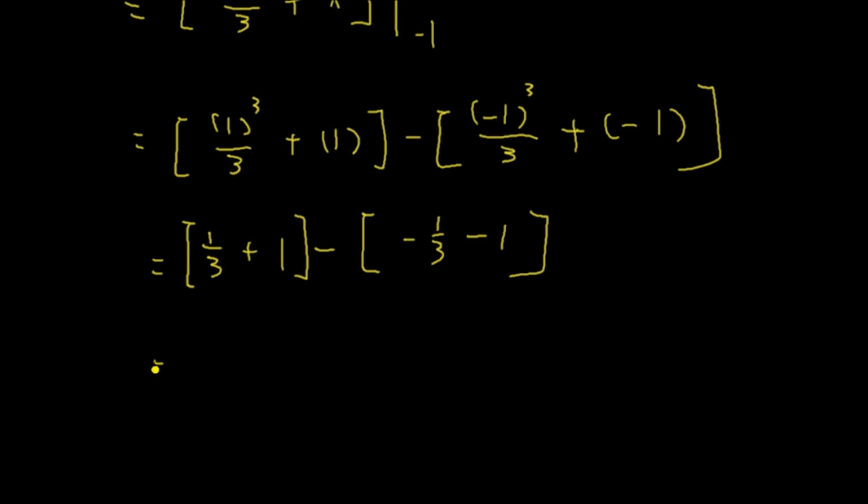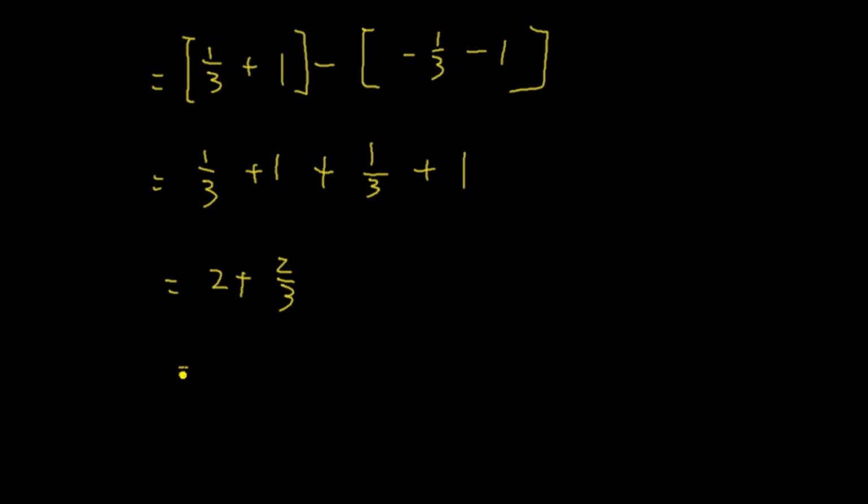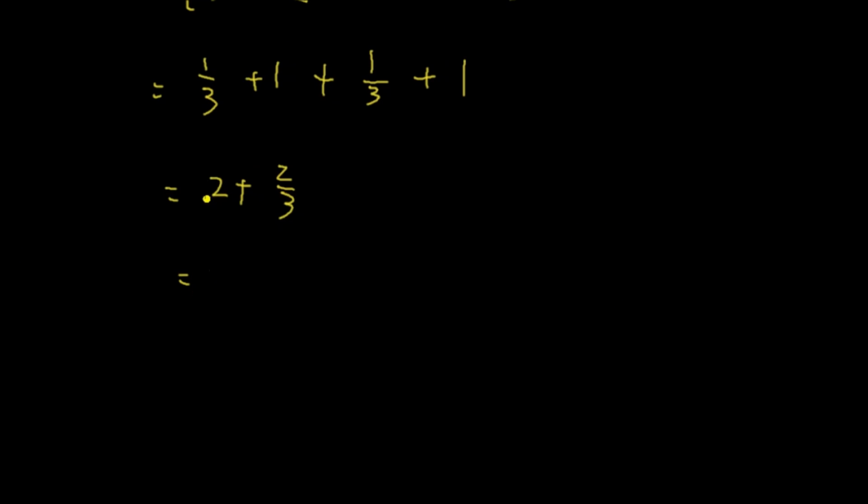Now I will take away the bracket. 1 over 3 plus 1 minus, now the sign will flip. Minus minus is plus 1 over 3, and the minus 1 becomes plus 1. So what I have here is 2 plus 2 over 3. Let's find a common denominator: 2 is 6 over 3, plus 2 over 3. That is 8 over 3.